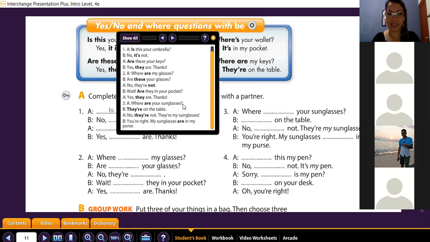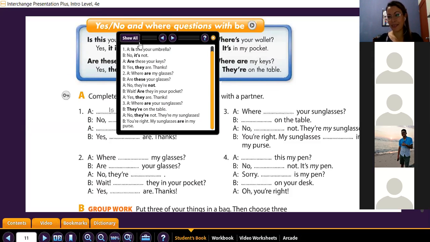Where are your sunglasses? They are on the table. No, they are not. They are my sunglasses. You're right, my sunglasses are in my purse. Excellent, excellent job. And finally, number four. Volunteer for number four.